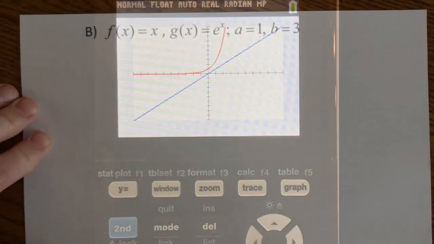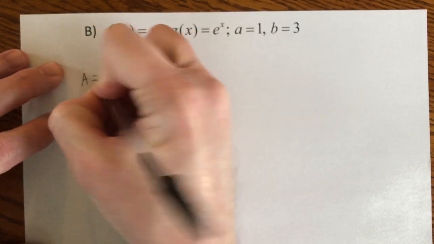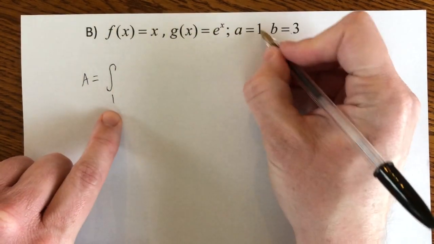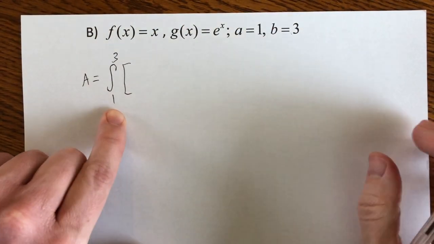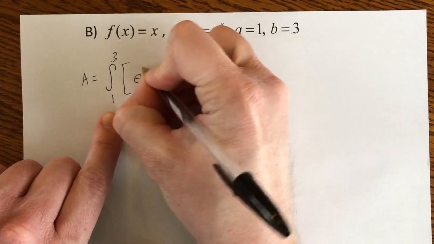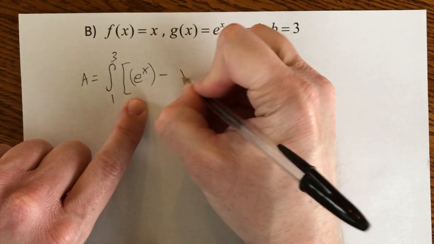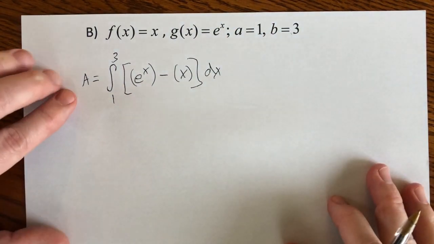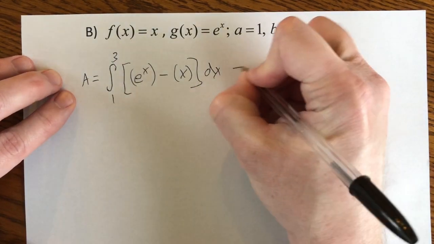All right, so let's set it up. Based upon what we just saw, our definite integral will look like what? First of all, let's put our limits of integration on here. Lower limit is a, upper limit is b, and then what graph was above the other one? Which one was greater? This one was greater, so you put that one first, and you subtract off the graph that was below the other one, which was x. Now we have our definite integral set up. All we have to do at this point is evaluate it.